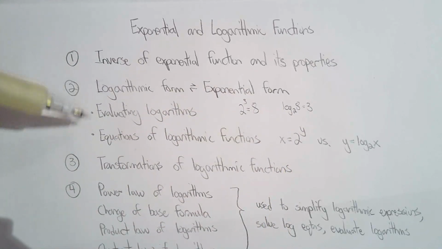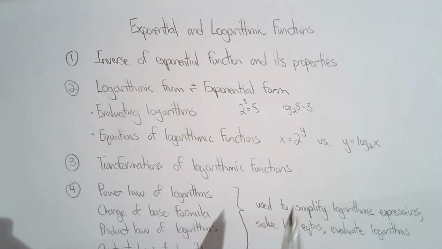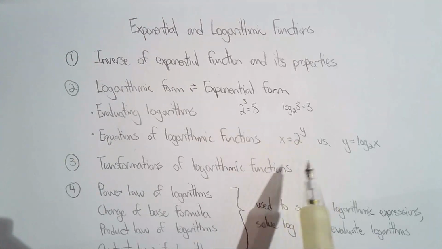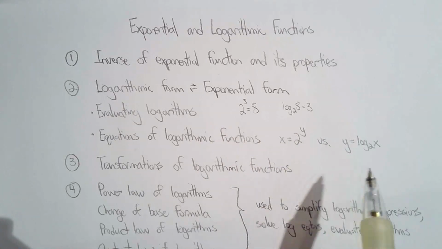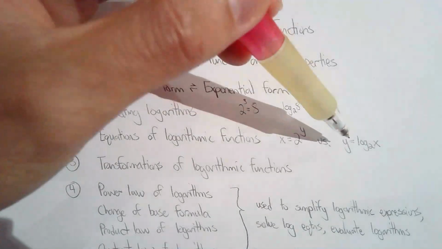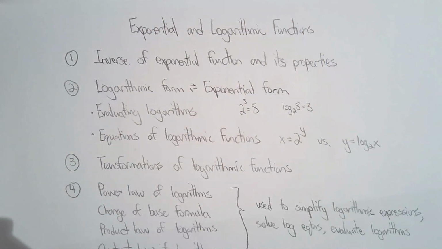And secondly, you want to be able to go from logarithmic form to exponential form because there's nothing wrong with x equals 2 to the power of y, but because we want to express y explicitly, so y in terms of x, you want to use logarithmic form. So logarithmic form was very powerful. It allows us to express y in terms of x and helps us evaluate logarithms.